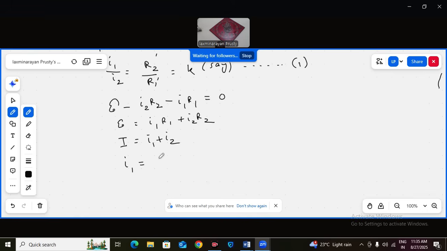I1 is R2 dash, just basics of ratio and proportion, over R1 dash plus R2 dash, into I. And I2 similarly is R1 dash by R1 dash plus R2 dash into I. That is very nice. Okay.